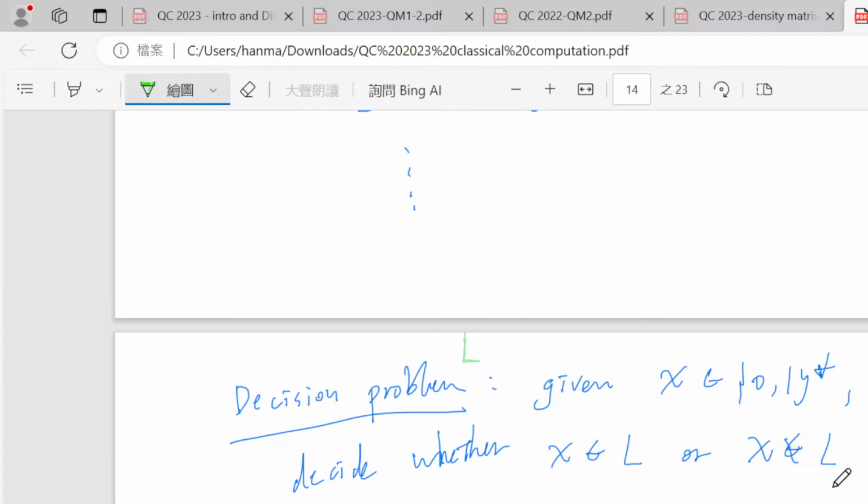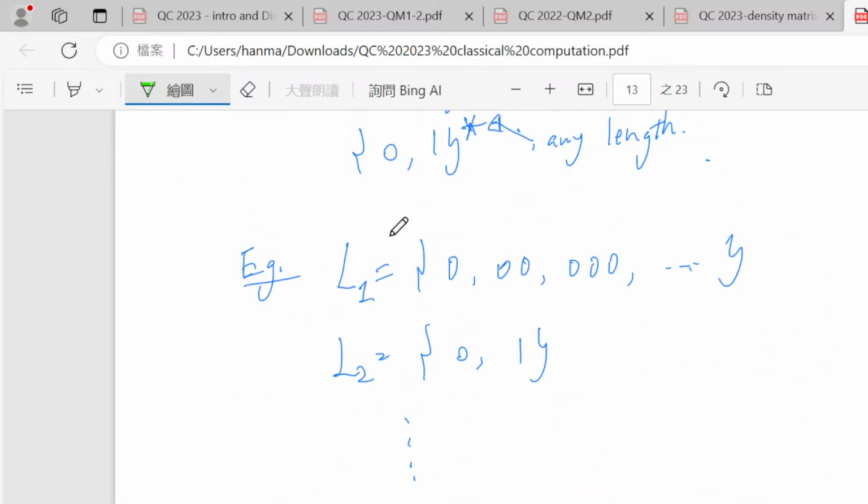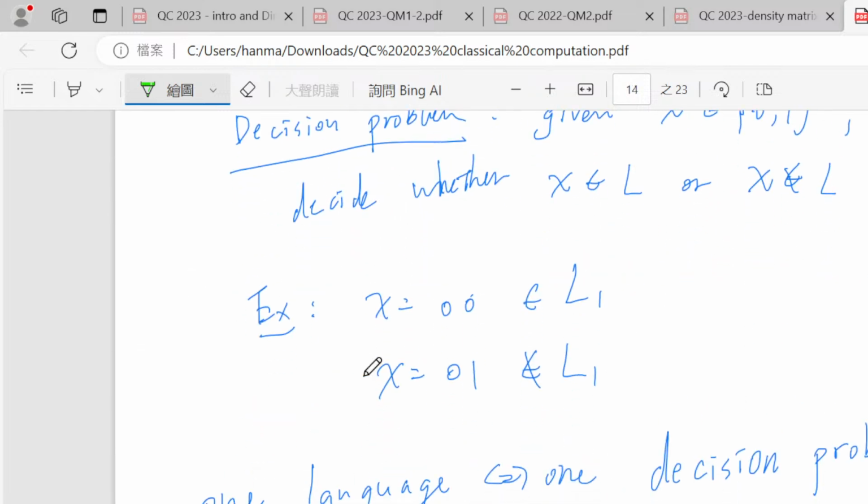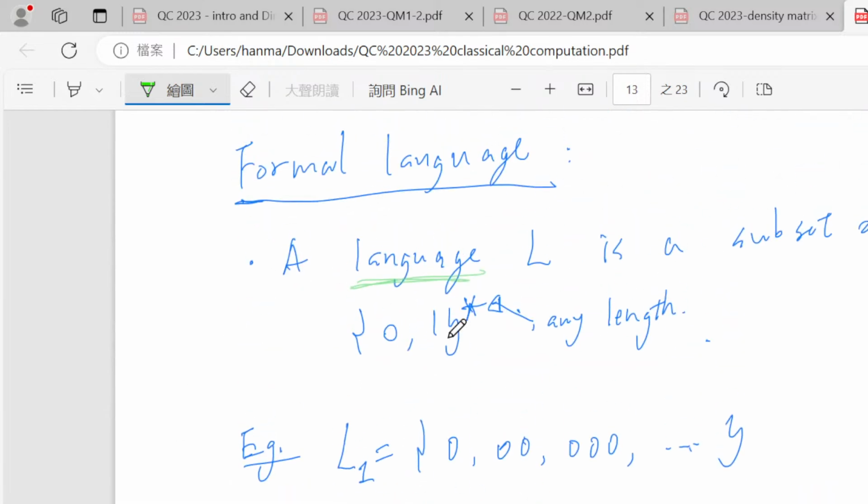For example, you can have a decision problem related to this L1, which asks whether your bit string is all zeros. So you see x = 00 is in L1, and x = 01 is not in L1. There is this one-to-one correspondence between a language and a decision problem. Once again, this language is a subset of bit strings of any length.